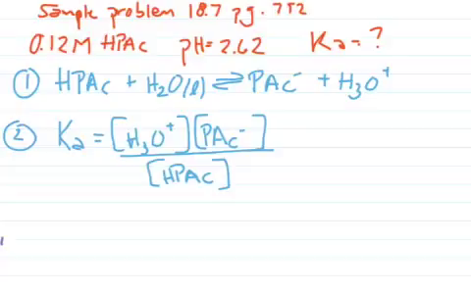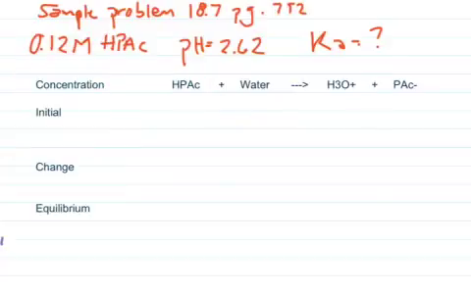Now, the second step we want to do is set up a reaction table. So this is how you'll set up the table. You will have your dissociation equation right up here, an initial, a change, and your equilibrium. Now, we know that our initial is, we start with 0.12 molar of HPAC. For water, nothing is initial, nothing changes, and nothing is in equilibrium because it was not in our Ka expression. For our hydronium and our conjugate base, we don't know anything about the initial.